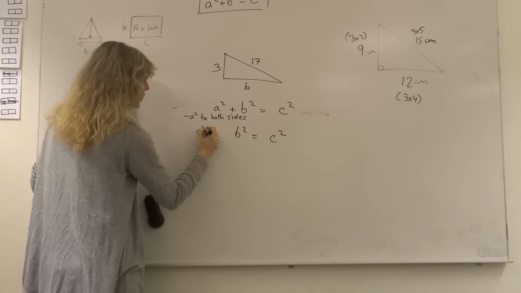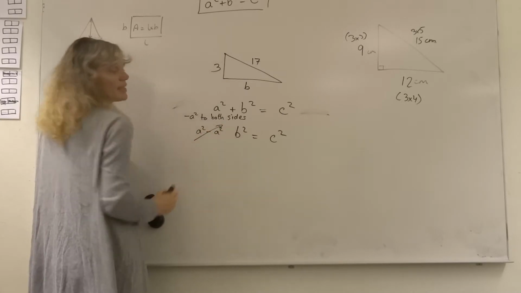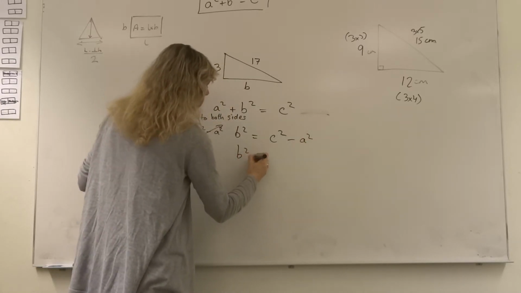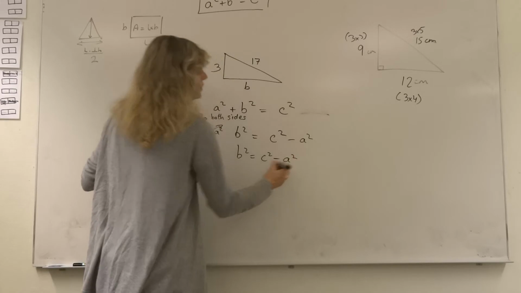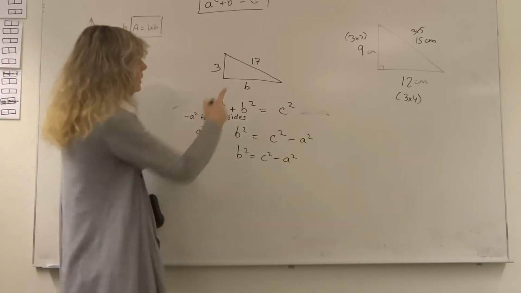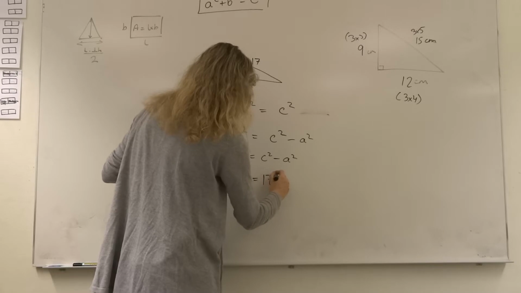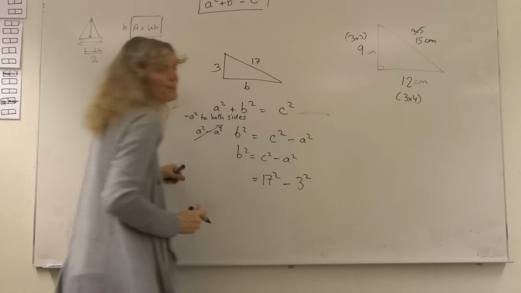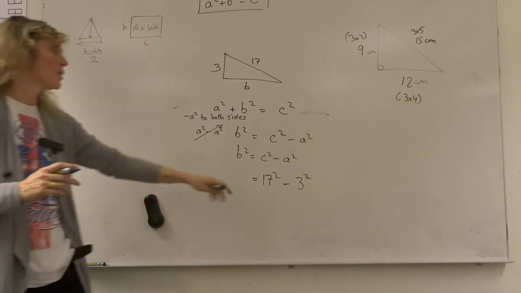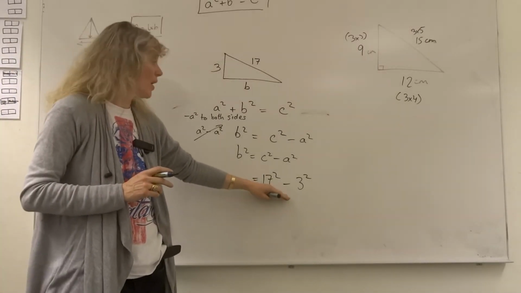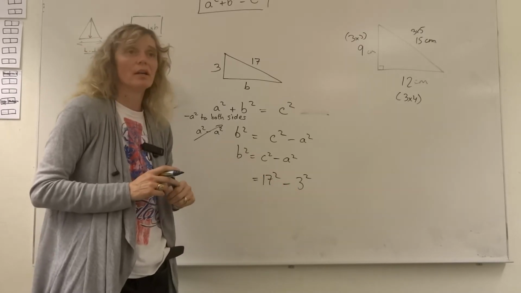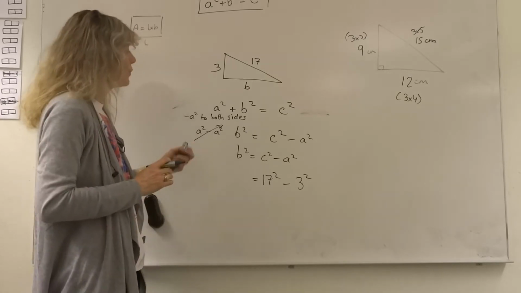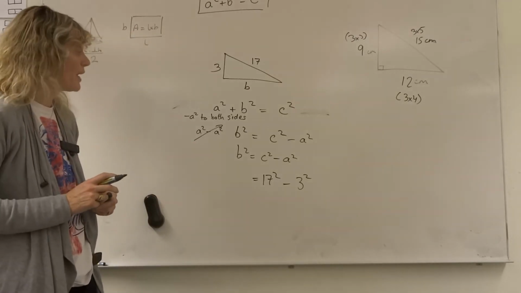Minus A squared to both sides. So we'd get A squared minus A squared. This would give us our 0 that we want. And on this side we'd get C squared minus A squared. So we know that B squared is C squared minus A squared. C squared would be 17 squared, minus 3 squared. Okay, and we could multiply that out, 17 times itself minus 9. And then we take the square root of that because we have the square root function in our calculators, and we would get the exact answer for B.